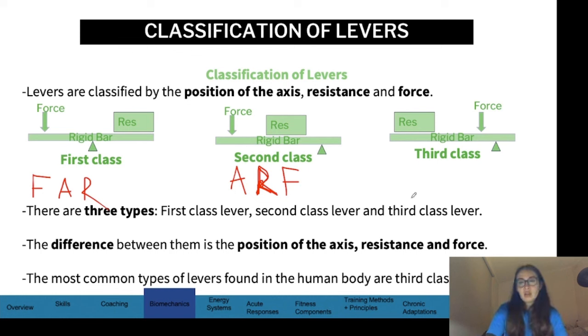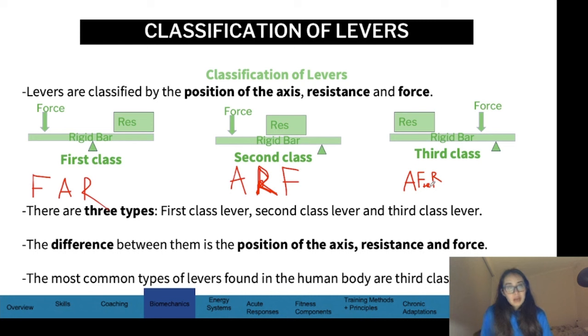Okay, finally we've got third class. Third class is after everyone else. Not much to say, they're after everyone else. Okay, so now we've got our three types of levers. First place is far ahead of everyone. F-A-R, far ahead. Second place is being chased by a dog going arf and yapping at their heels. And third place is after everyone else.